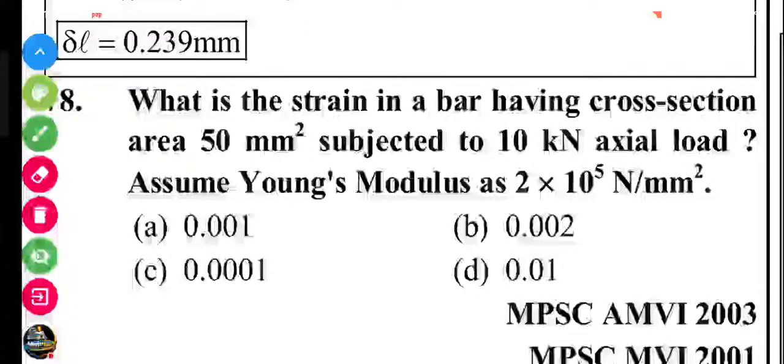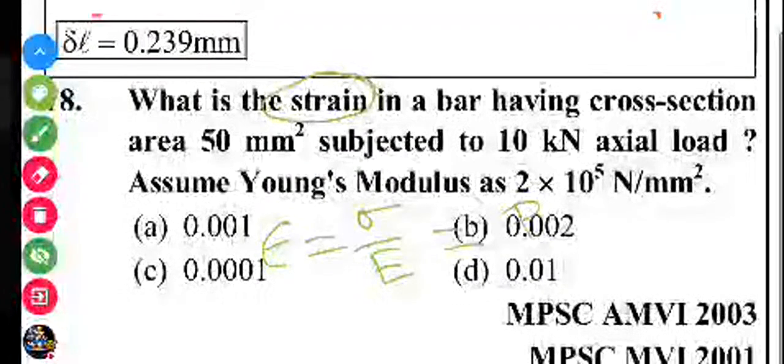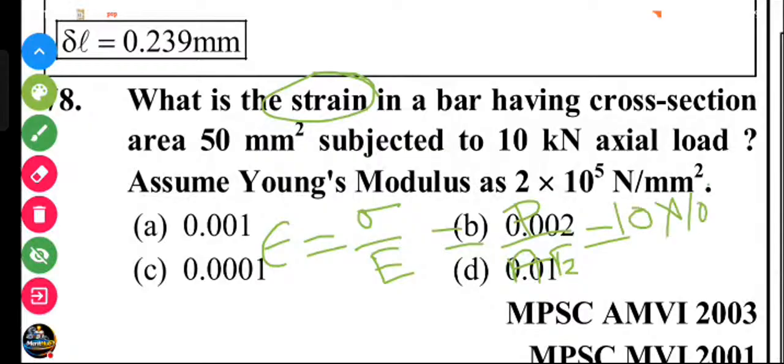Next question. What is the strain in a bar having a cross section of 50 mm square subjected to a 10 kilonewton axial load, assuming Young's modulus E? What is the stress? Stress equals force per unit area. You can put the data in this equation. Force P equals 10 into 10 to the 3 divided by area in mm. Then first you convert this to meter square.